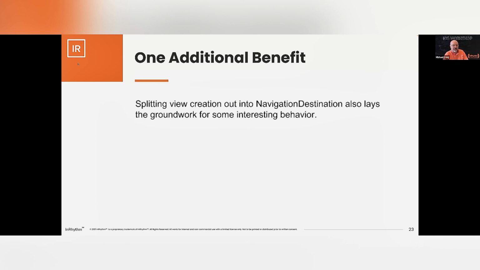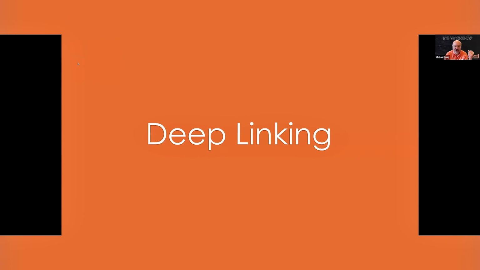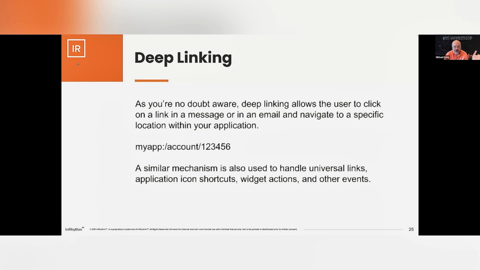We have one additional benefit that we get using navigation destination, because that lays the groundwork for some interesting behavior. And that behavior is actually deep linking. As you're probably aware, deep linking lets the user click on a message or something in an email and navigate to a specific location in the application. So if I have a link that says my app accounts 1, 2, 3, 4, 5, 6, I can go to some place in my application that displays the account 1, 2, 3, 4, 5, 6. That's handled kind of the same way for universal links and application icon shortcuts and widget actions and so on.